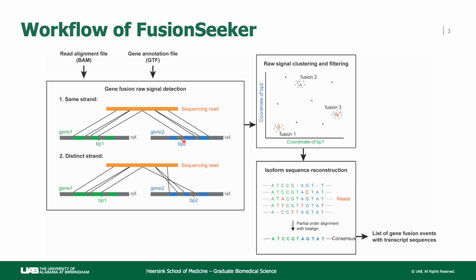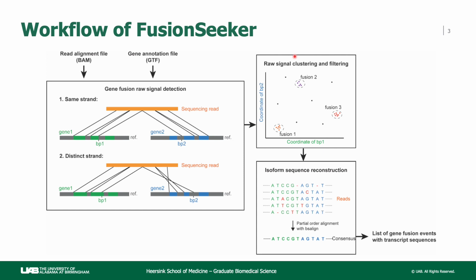If it fits the pattern for a gene fusion, we make a record of the gene names of these two genes and also the chromosomes and locations, and also the read length, read mapping quality, and some other features. After we have processed the entire BAM file, we will get a large list of raw signals. The next step is to cluster those signals into the gene fusion candidates.